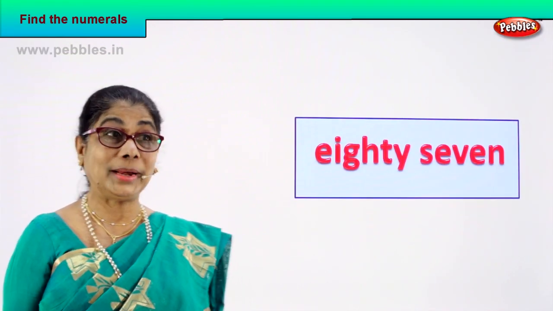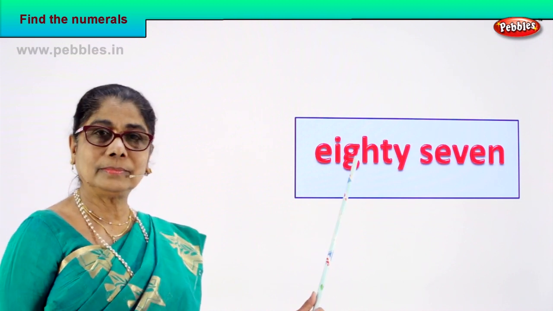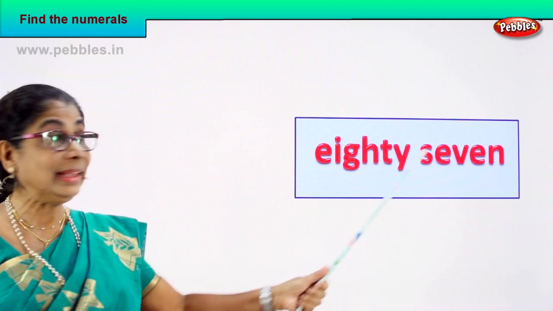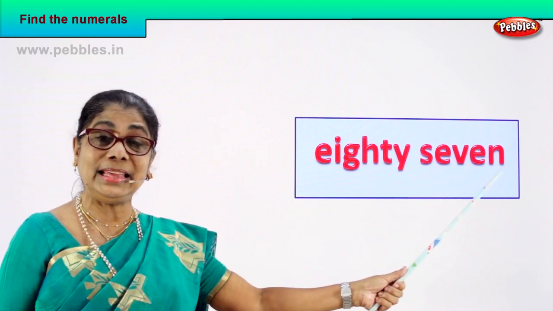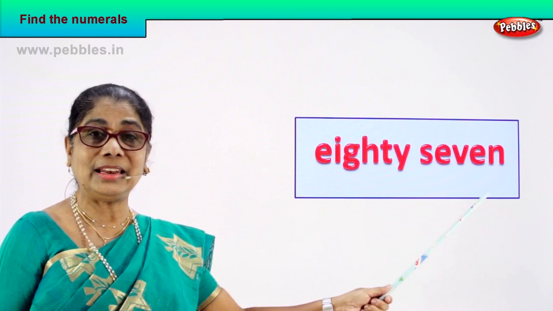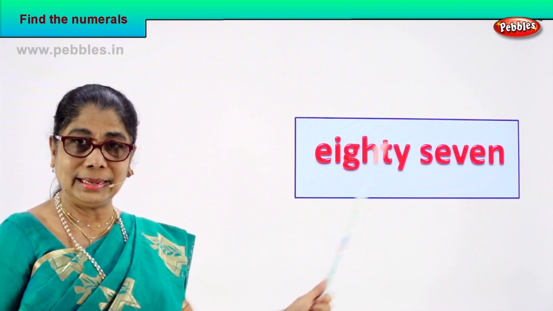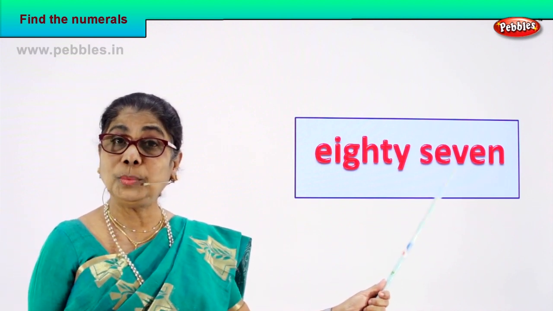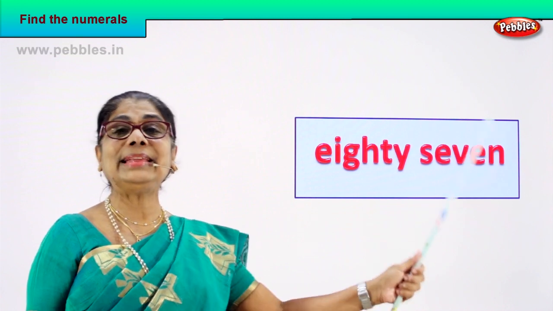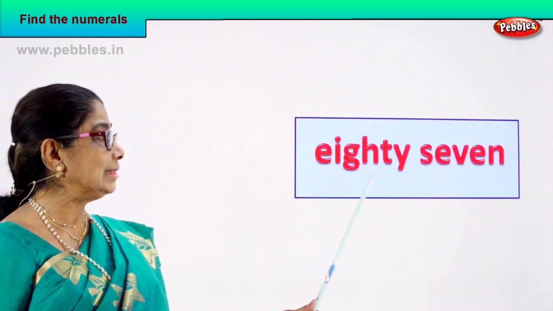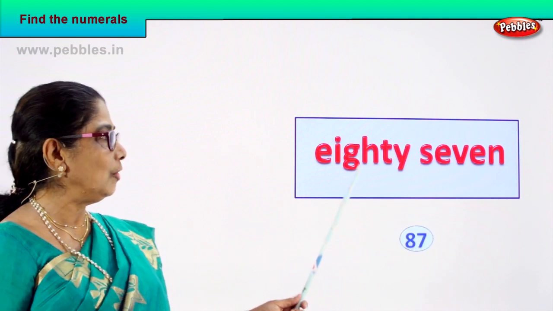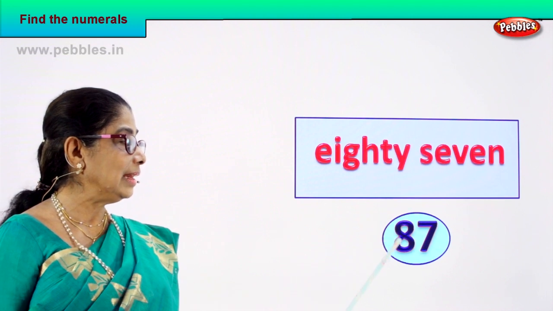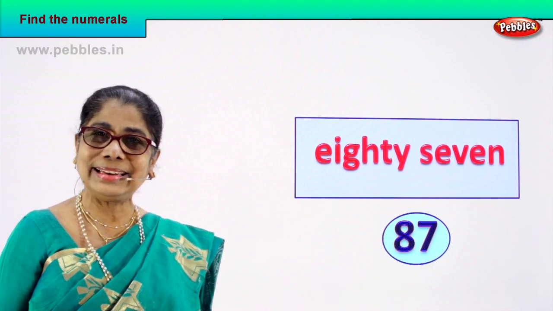You can guess the numeral. Eighty 80, seven 7, 87. What word is this? 80. This one, 7. 87. How will you write the numeral 87? 8 and 7, 87. Good. How do you write 87? 8 and 7, 87. Very good.